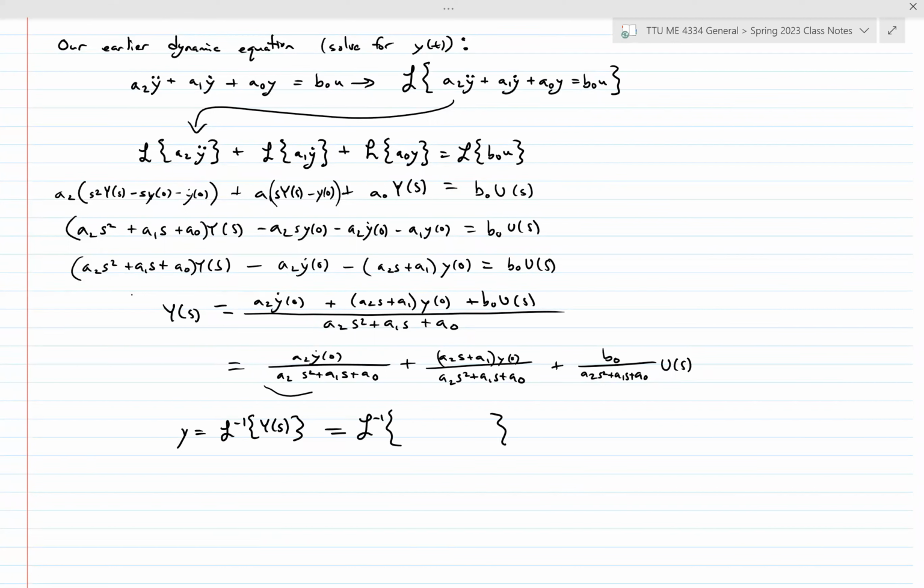Inverse Laplace transform of all these things here, which we can separate out into 3 separate pieces, right? I don't want to write it out all again, but actually we could just do it like this. Inverse Laplace transform, and then inverse Laplace transform of this piece. That goes there. This piece goes here. This piece goes here.